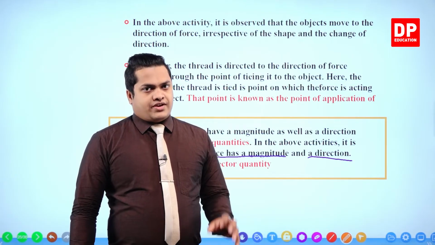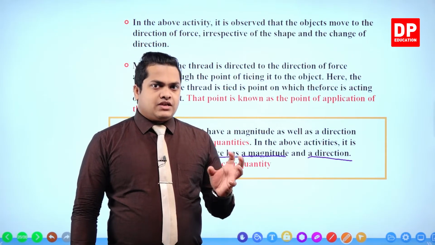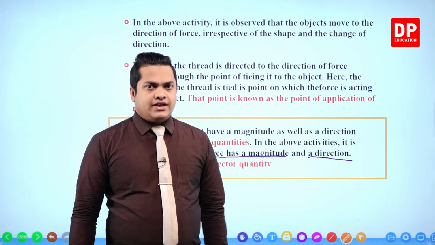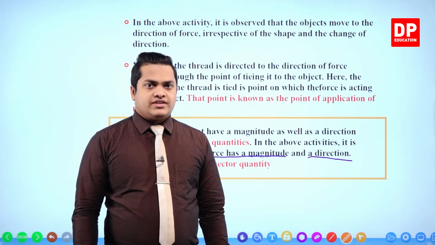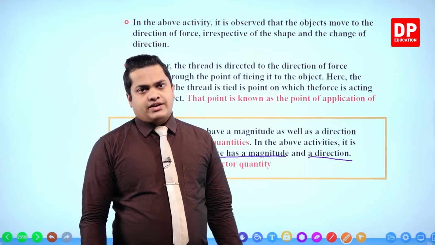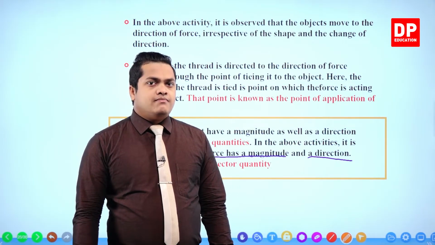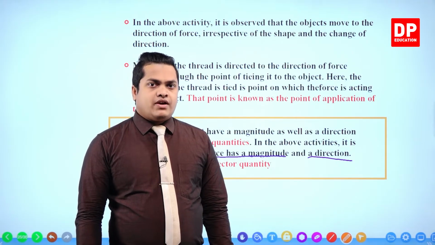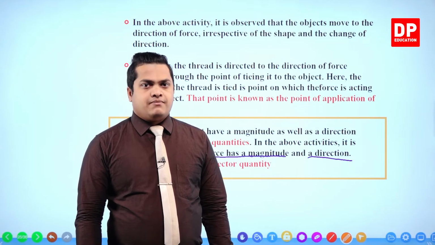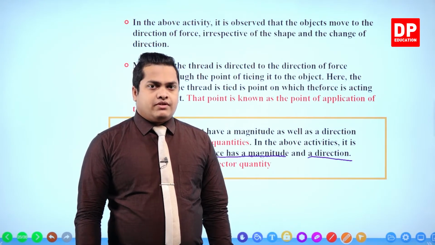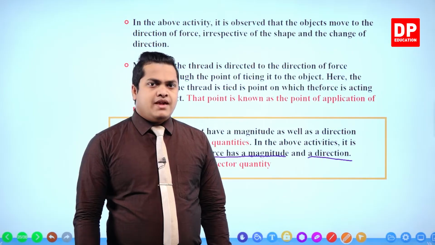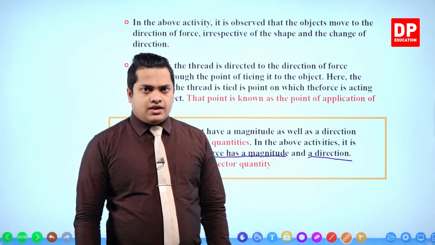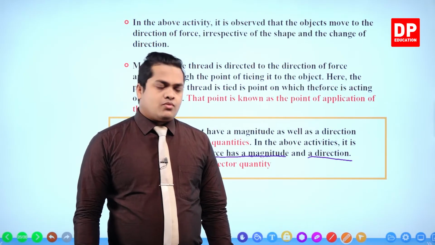So my dear children, vector quantities are the physical quantities that have a direction as well as a magnitude. The opposite of this is called scalar quantities. In scalar quantities, there is only a magnitude, there is no certain direction in it. For vector quantities, force and weight are some examples. For scalar quantities, count of something, mass, pressure, speed, distance, these are the examples. Right then.